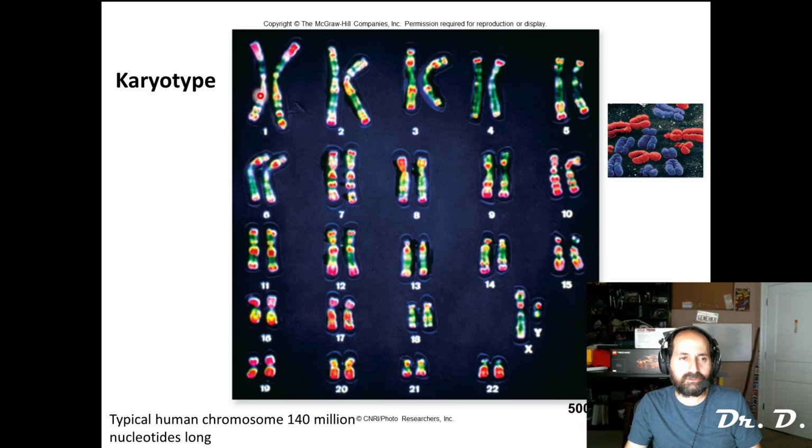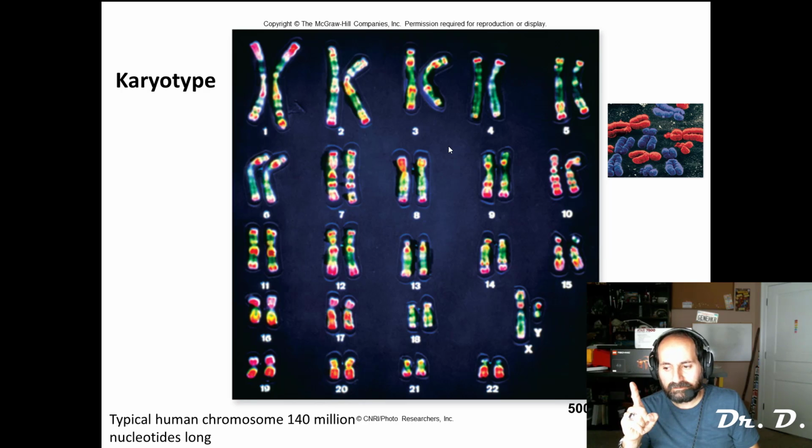However, look what's going on. You have two chromosome 1s. You have two chromosome 2s. You have two chromosome 3s. What's that all about? Well, humans have 46 chromosomes, but it's more accurate to say that we have two sets of chromosomes. We have two sets of 23.